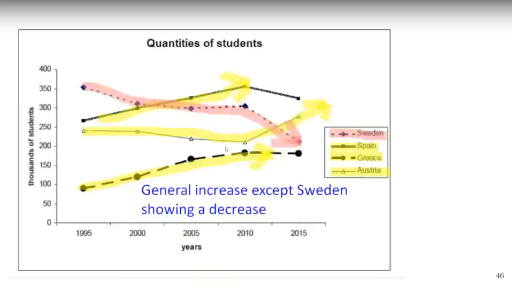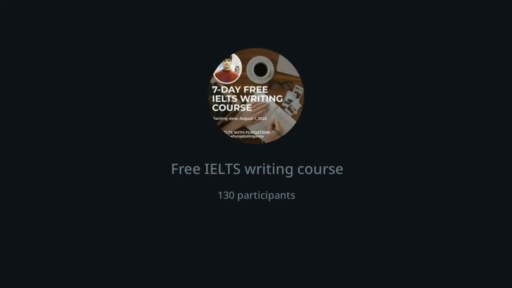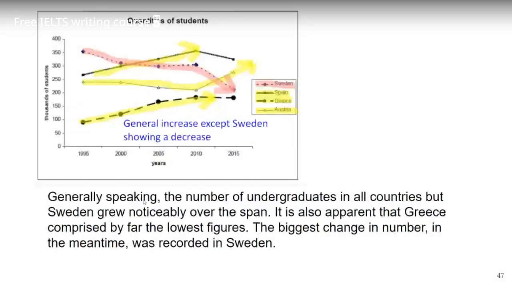So can you guys read it? Here's one example. Generally speaking, the number of undergraduates in all countries except Sweden grew noticeably over the span. Over the span is another way of saying over the period.